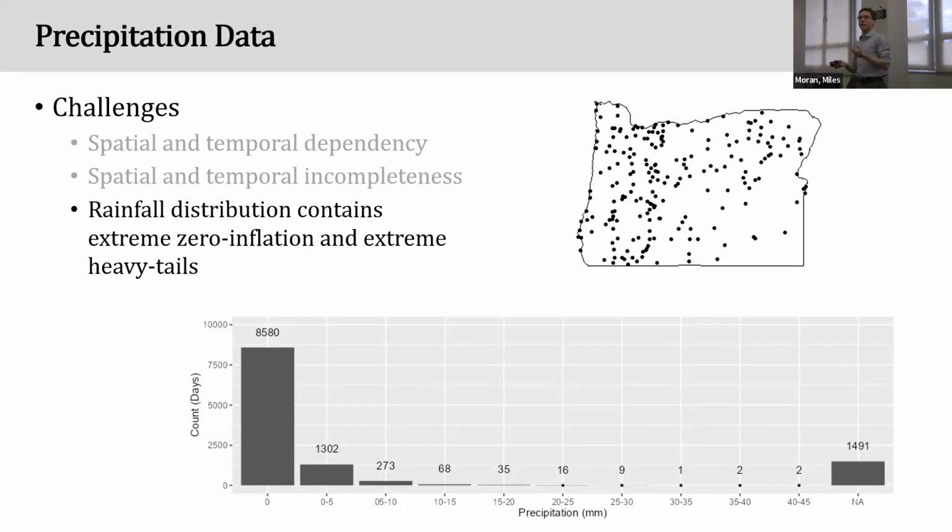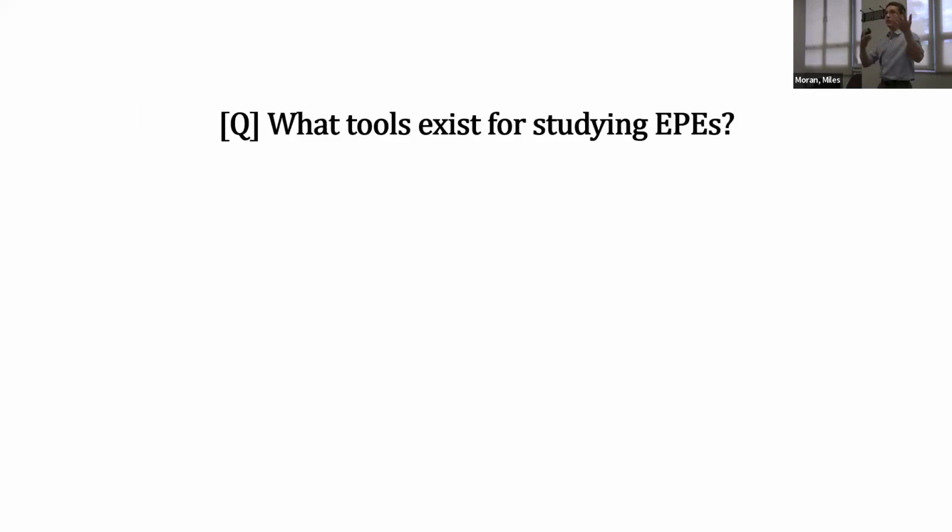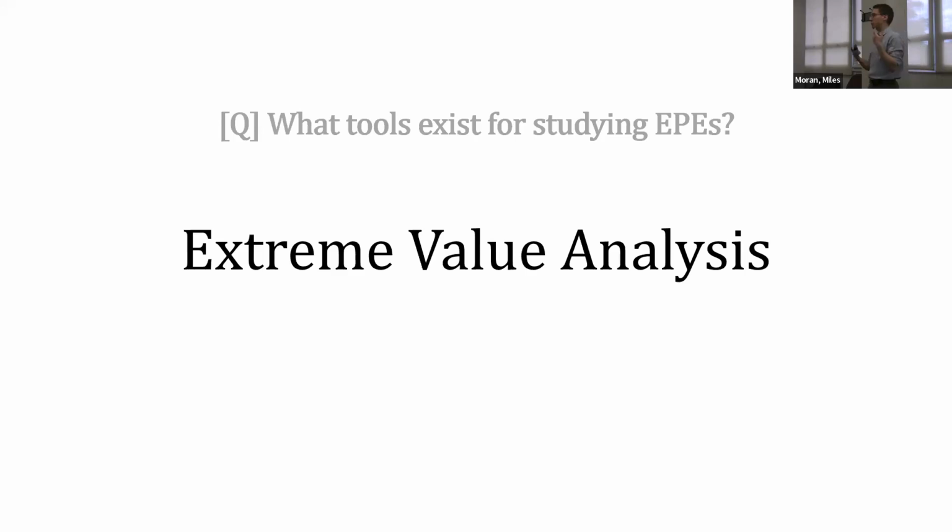So if I don't really know what the underlying distribution is for precipitation data, how can I deal with that? And the answer to that question of what tools exist for actually studying EPEs is a set of tools we call extreme value analysis.